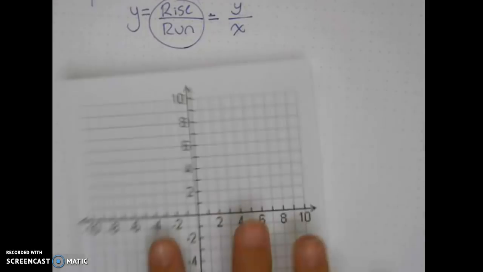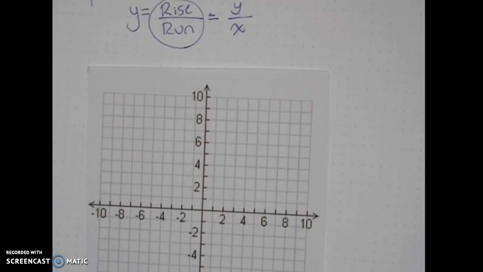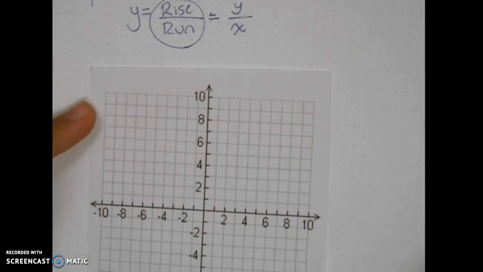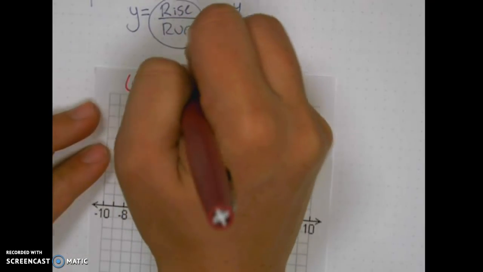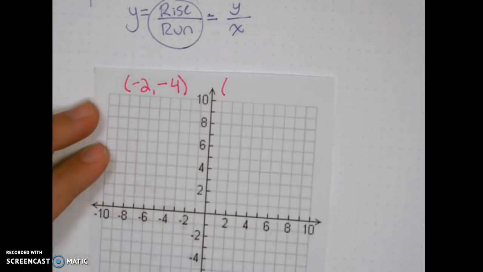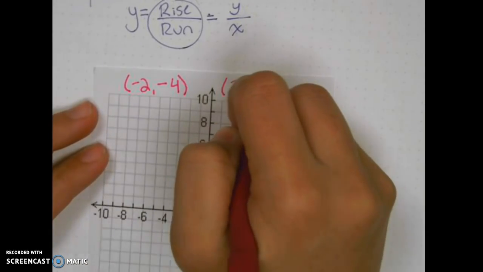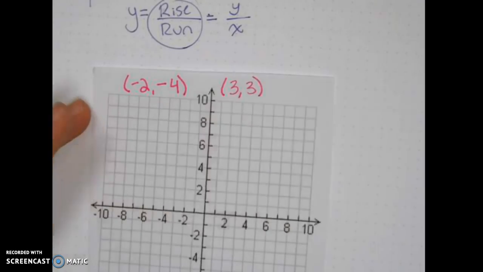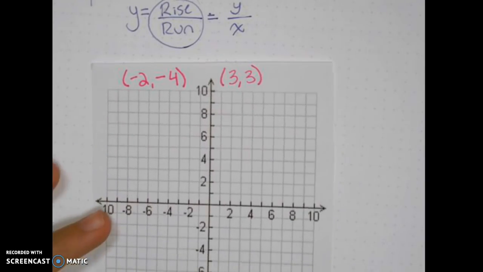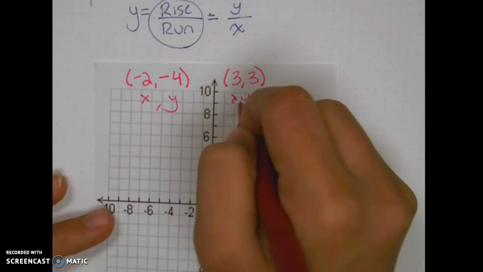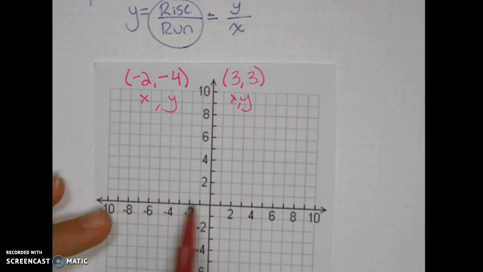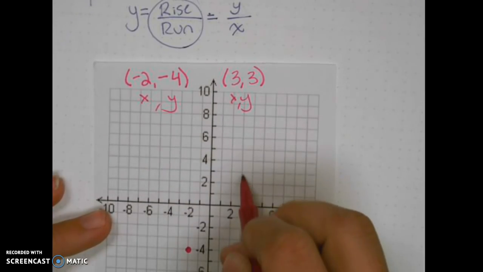Sometimes you will be given just a blank graph and 2 random points. So I'm going to do -2, -4. And my second point, let's do 3, 3. Why not? So in order to graph a point, remember x is always first, then y. So I'm going to go over to -2 and go down -4. I am also going to do 3 and 3.